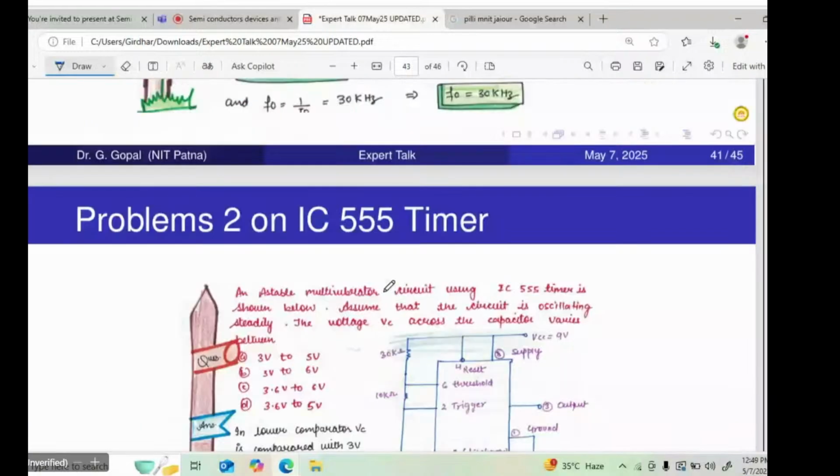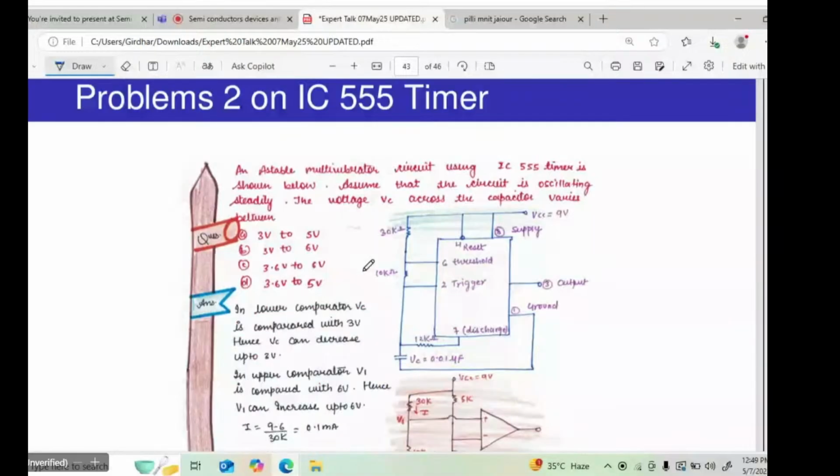Now come to the second problem here. You are given an astable multivibrator using the 555 timer IC, and since it is astable, the circuit is oscillating steadily, indefinitely. So what is the voltage across the capacitor? You have to calculate the range here.